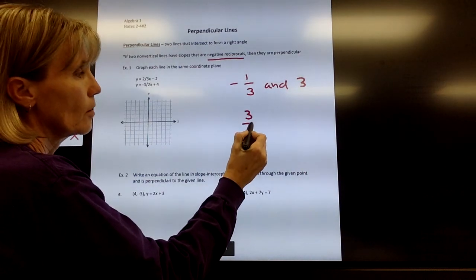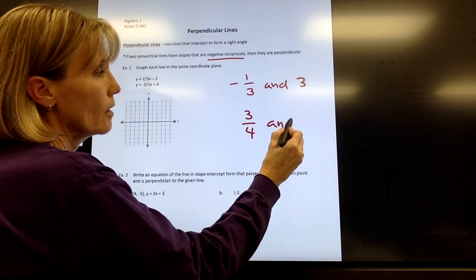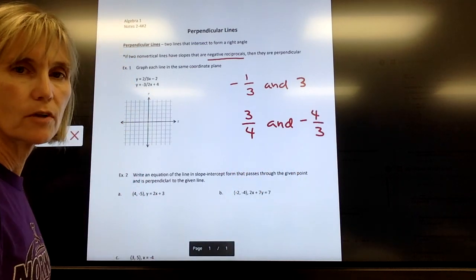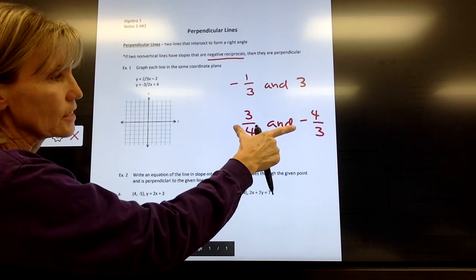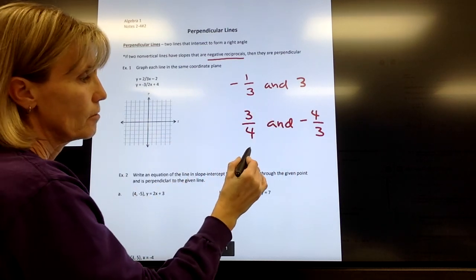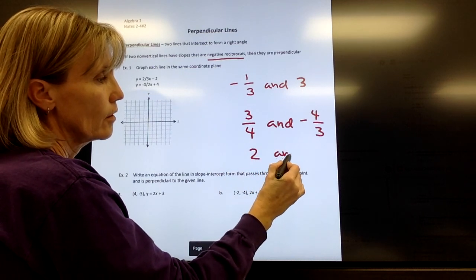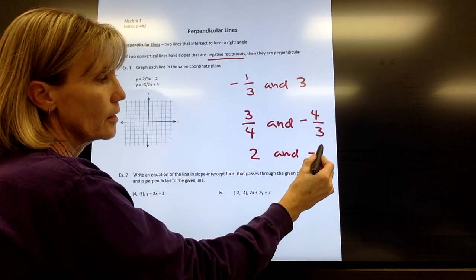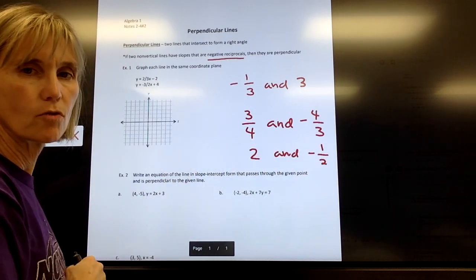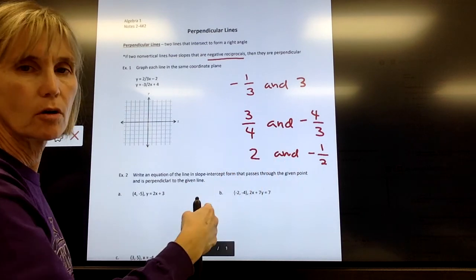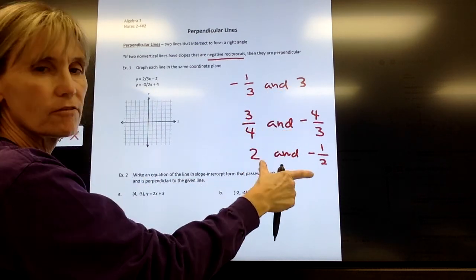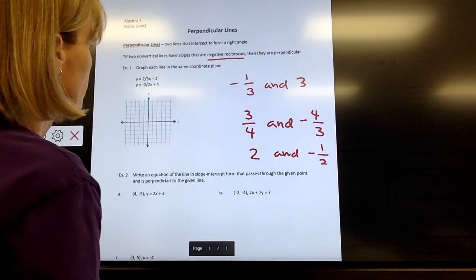I can have a positive 3/4 and a negative 4/3. Those would be examples of negative reciprocals. They have different signs and they're flipped. The fractions are flipped. If I had a positive 2, the negative reciprocal would be a negative 1/2. You'd be putting 2/1 and then flipping it over. So these are all examples of, if these were slopes that we were seeing, these would be perpendicular lines if they had those different slopes.